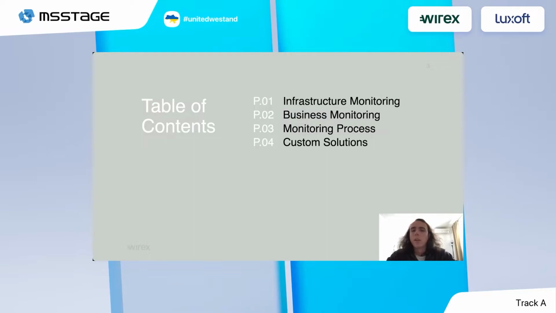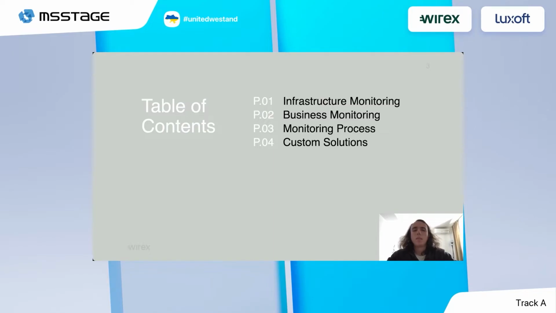What's on our agenda today? The first one is infrastructure monitoring. In particular, we'll point out how Microsoft services and tools are involved in the monitoring process and what advantages and limitations they have. Depending on their limitations, we will cover other tools we use that meet our needs.